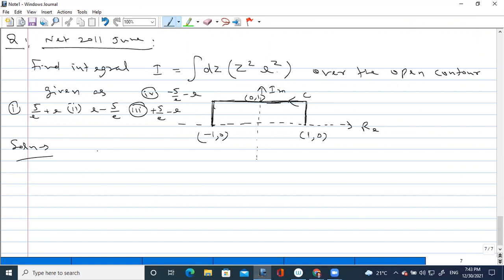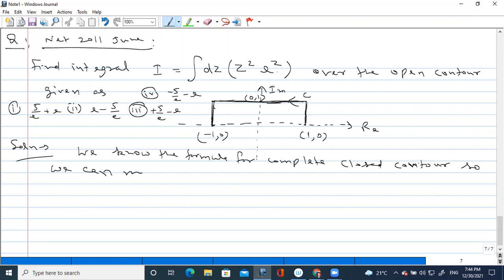Okay, so now first I will write, we know the formula for complete contour. Whatever we have done up to now, we know the formula only for a complete contour, but this is the incomplete contour or open contour. So we know the formula for a complete closed contour. Okay, and what is that? So we can make it a complete contour, how we can make it, you draw it again.